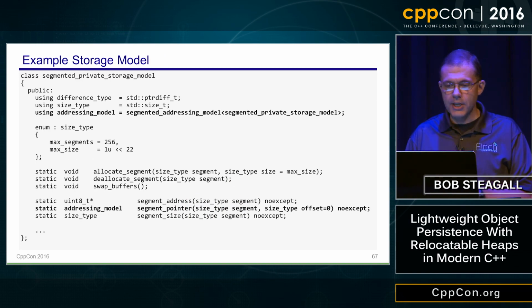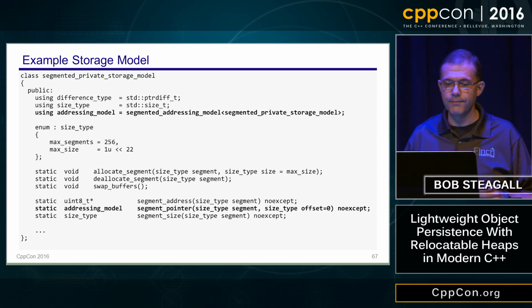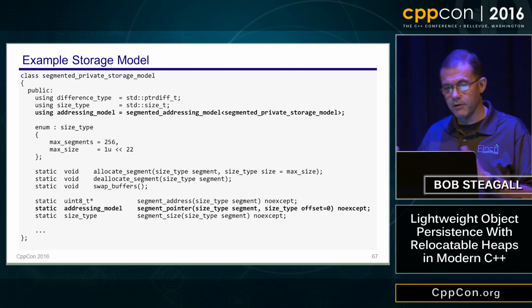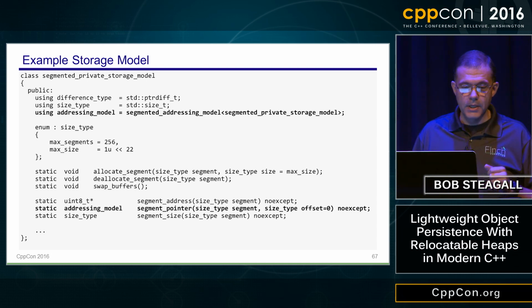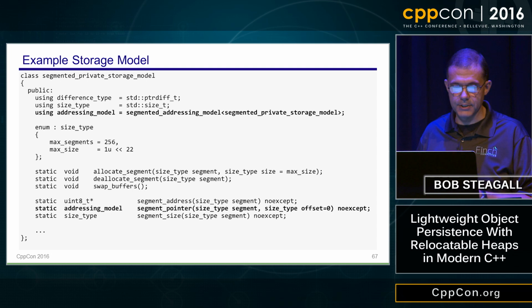So our example storage model is actually a very straightforward class. There are no templates here. It provides important interface information downstream to the allocation strategy type, which I'll also call a heap. Now, two items of particular interest here are the type alias, which describes the addressing model, so there's a little bit of CRTP here, although not really, and a static member function that returns an addressing model object given a segment ID and an offset.